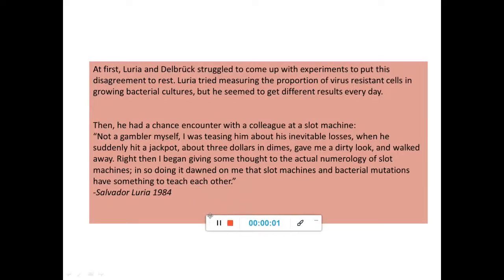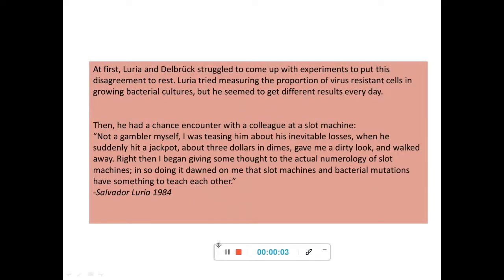So let's continue with Luria Delbruck experiments. And we saw that he had seen some phage resistant E. coli cells, and he came across the two theories. What are the possibilities? If it is a spontaneous theory, it would be this, and if it was an induced mutation, it would be this. So at first, Luria and Delbruck struggled to come up with experiments to put this disagreement to rest.